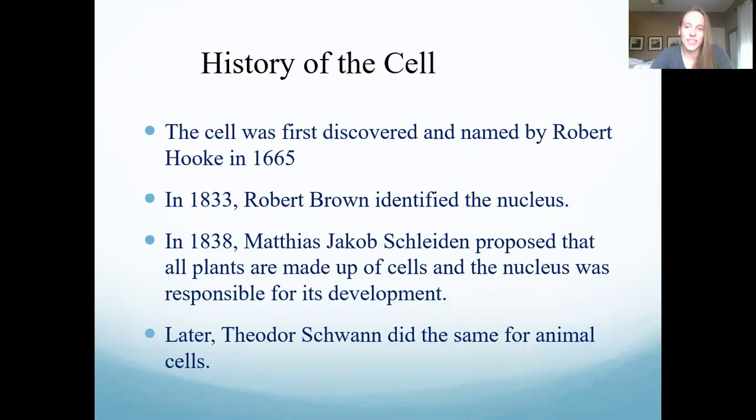The cell was first discovered in 1665, and it was named and discovered by Robert Hooke. Now, just so you know, you do need to know the names of these different people. You do not need to know the dates that they made their discoveries and stuff like that. Robert Brown was the first one to identify the nucleus of a cell. Matthias Jakob Schleiden was the first one to say that all plants are made up of cells and that the nucleus was responsible for the development of those plant cells. And then Theodor Schwann came a little while later and pretty much said the exact same thing, but for animal cells.